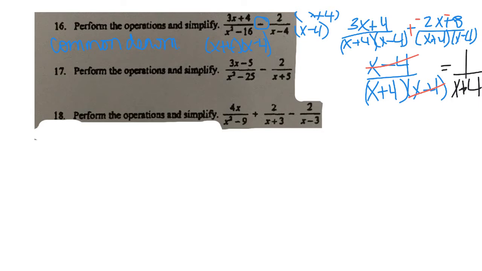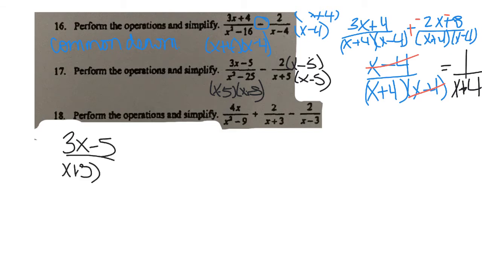Number 17, same general idea. The denominator is (x minus 5)(x plus 5). So we're going to multiply by x minus 5 in the second fraction, the top and the bottom. So we get a common denominator, (3x minus 5) over (x plus 5)(x minus 5), minus (2x minus 10) over (x plus 5)(x minus 5).